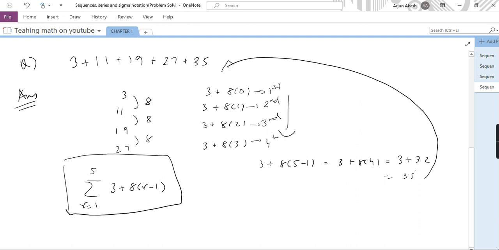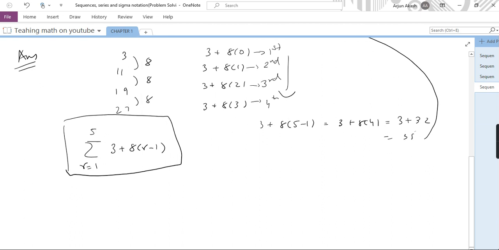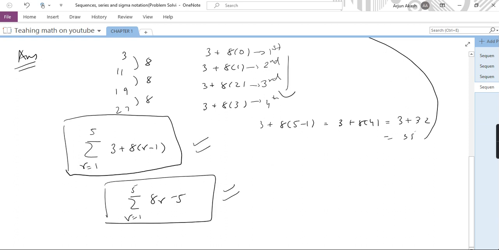Yeah, you can write this in many forms. I'm not saying this is the only correct answer, it's one of them. You can write it in many forms. Like in the book I have, perhaps they write it as summation of r equals 1 to 5, 8r minus 5. And that's correct too, right? So both of these are the same thing, right? And it's really up to you to figure out which one you prefer.